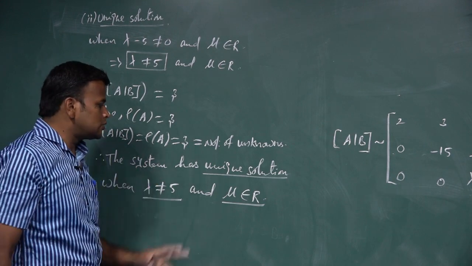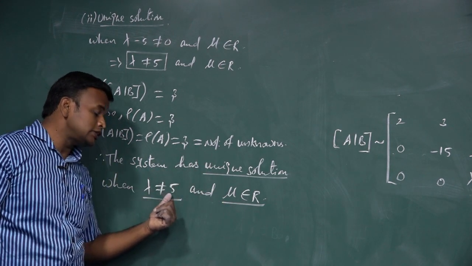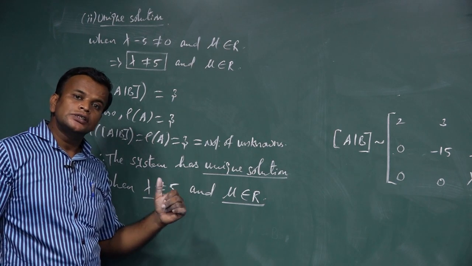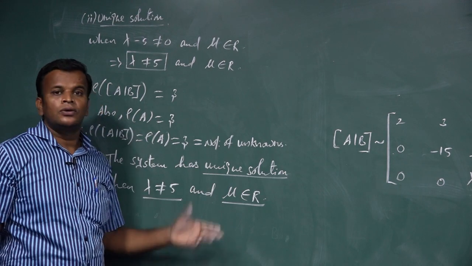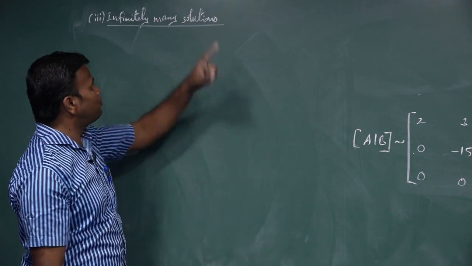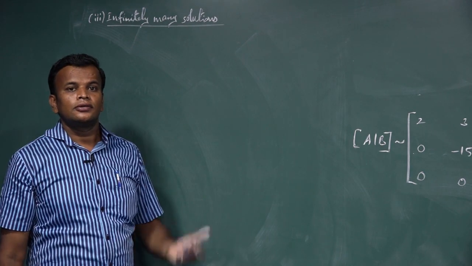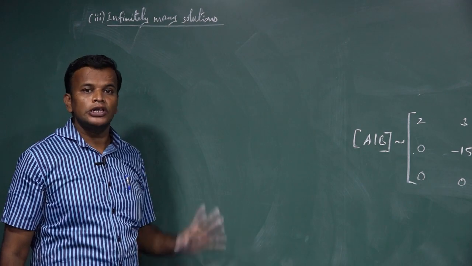Therefore the system has a unique solution for these two values: lambda is any real number except 5, and nu belongs to R. The third subdivision is infinitely many solutions. For which values of lambda and nu does the given system have infinitely many solutions?